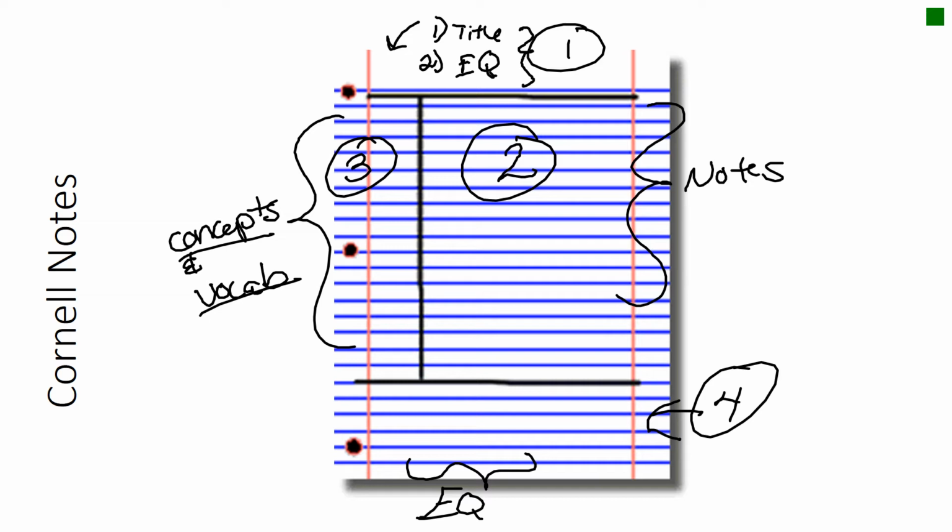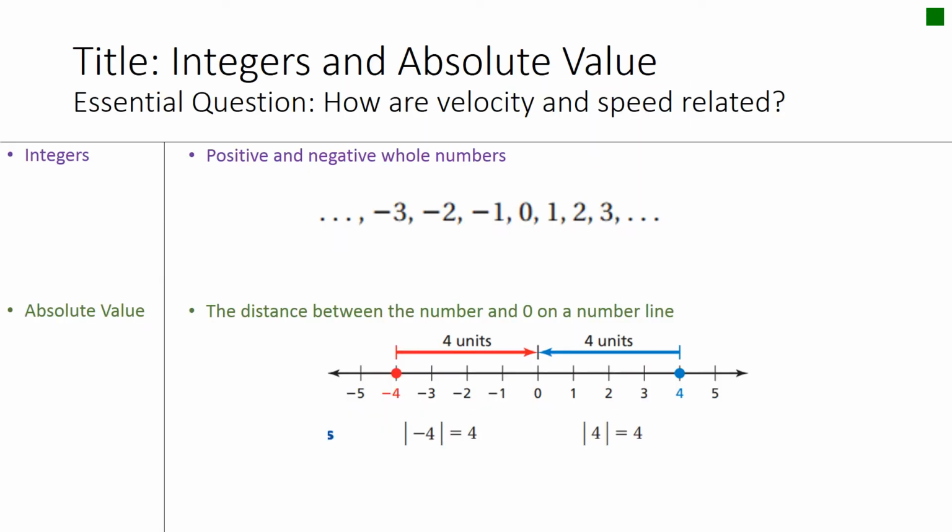Okay, my PowerPoints in the next couple slides are going to model this, so you'll be able to understand what's going on. Let's go ahead and get started. All right, so here's where I'm looking for 1 point. Here's your title and your essential question. Here's your first point: we're talking about integers and absolute value, and your essential question is how are velocity and speed related? So just by having that done, you already got 1 out of 4.